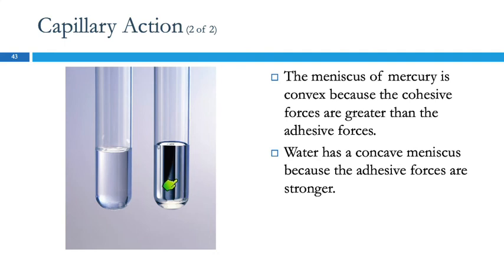Here, this is liquid mercury. Mercury's meniscus is upside down. It forms this bulge because the cohesive forces are stronger than the adhesive forces. The mercury doesn't like the glass. It would prefer to just go down into a sphere. Any questions?